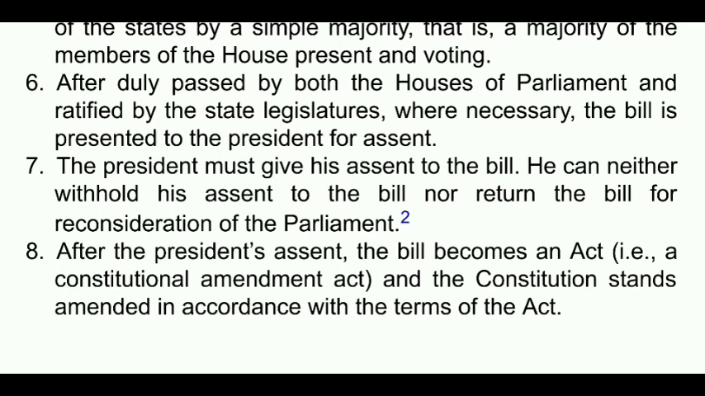Number 7. The President must give his assent to the bill. He can neither withhold his assent to the bill nor return the bill for reconsideration of the Parliament. Number 8. After the President's assent, the bill becomes an act, that is, a constitutional amendment act, and the Constitution stands amended in accordance with the terms of the act.